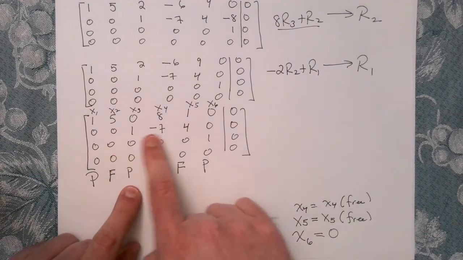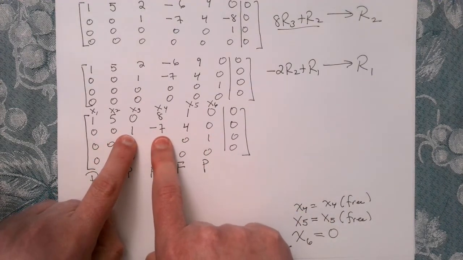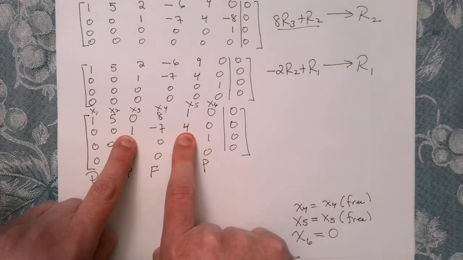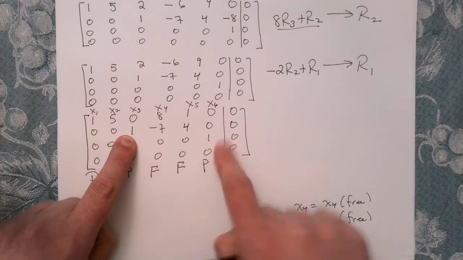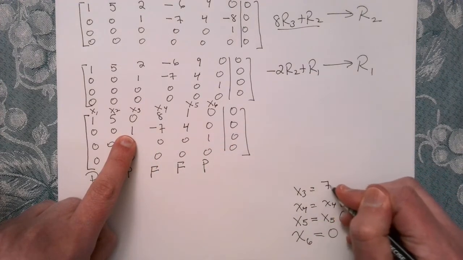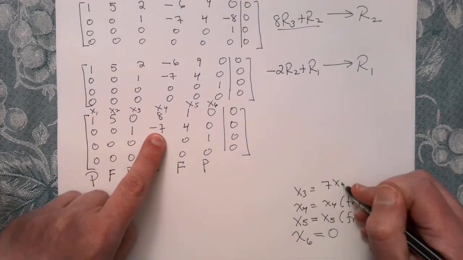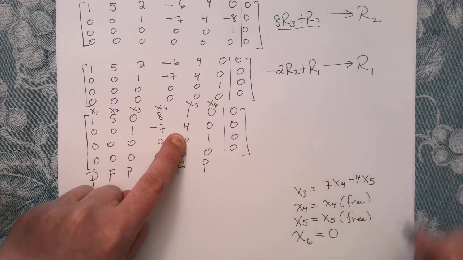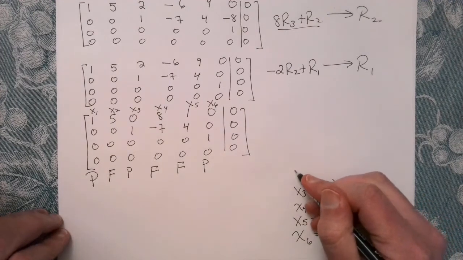And then we want to read this. So think about what this says. This says x3 minus 7x4 plus 4x5 equals 0. So think about solving that. Write it out if you need to. This says that x3 is equal to 7x4, because I'm adding it over to the other side. So 7x4 minus 4x5. Okay, we said that x2 is free.